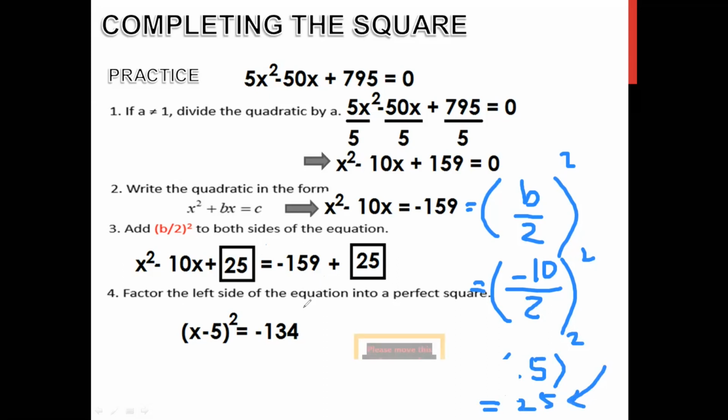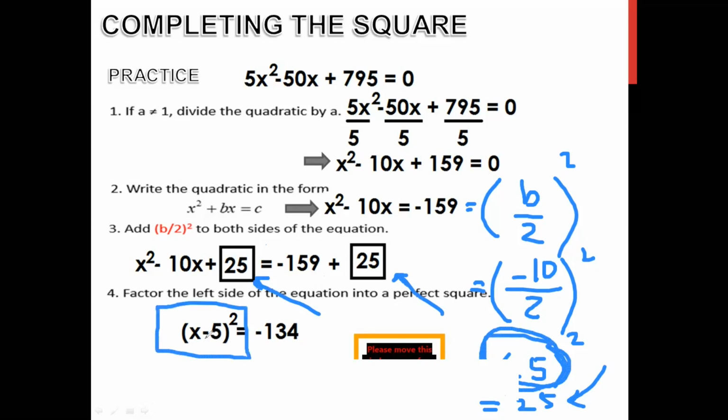As you can see in this equation, we added 25 on both sides. And then by factoring, we should remember our b half answer because we use it in our factored form, which is x minus 5, squared. Then negative 159 plus 25 is negative 134.